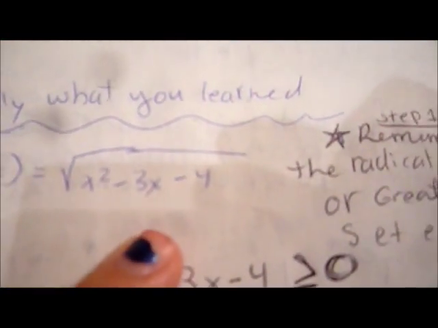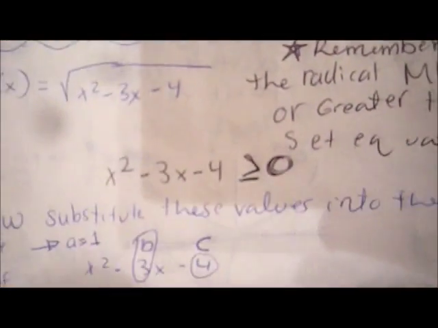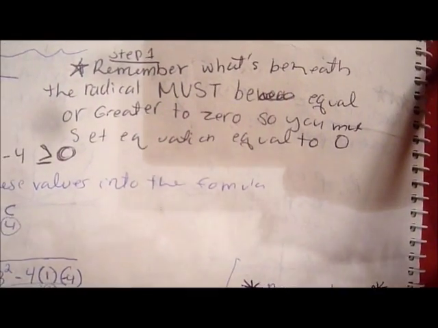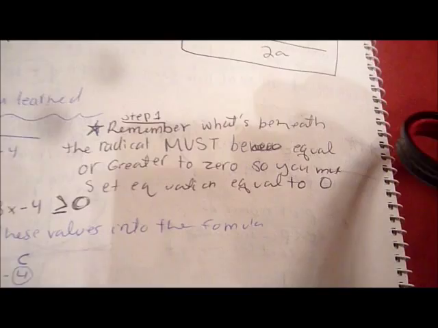Okay, so let's apply what you learned. Let's use this problem: radical x squared minus 3x minus 4. Okay, step 1. Remember what's beneath the radical must be equal or greater to 0. So what you do is that you set the equation equal to 0. Okay? So you get x squared minus 3x minus 4, and it has to be greater than or equal to 0.